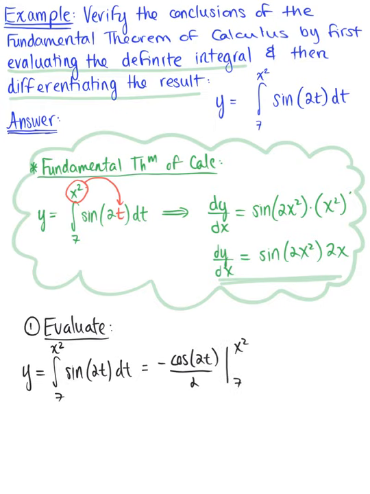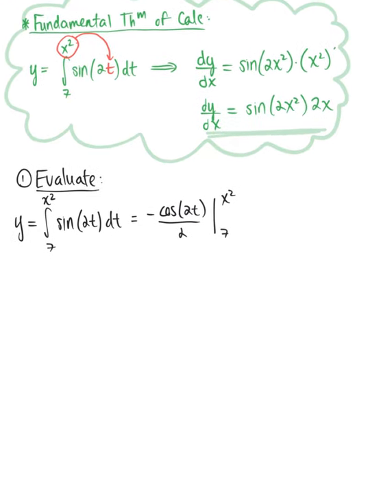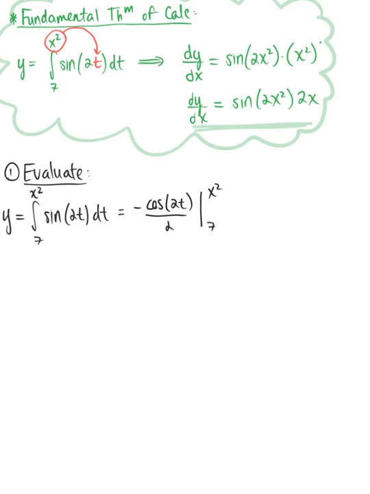So we need a little more room. Let's do this. I'll keep that negative 1/2 on the outside. So this is minus 1/2 multiplied by cosine of 2x squared minus cosine of 2 times 7, which is 14. So there we go. We have y is equal to negative 1/2 multiplied by cosine of 2x squared minus cosine of 14. Now we need to differentiate this result to confirm the fundamental theorem.